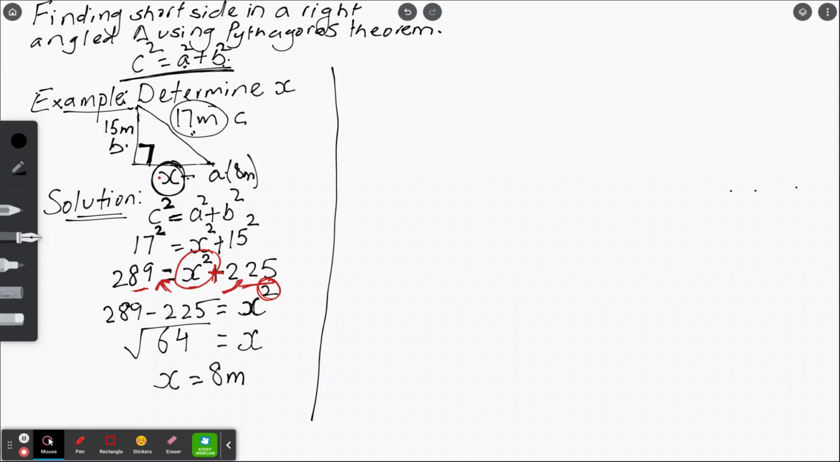Now I'm going to teach you an alternative way of doing it. Those students who do not like to do the algebra can do the same thing using an alternative way. So you can use the formula straight up. I'm going to rearrange the formula at the start. So we all know that our Pythagoras formula is c squared equals a squared plus b squared, right?